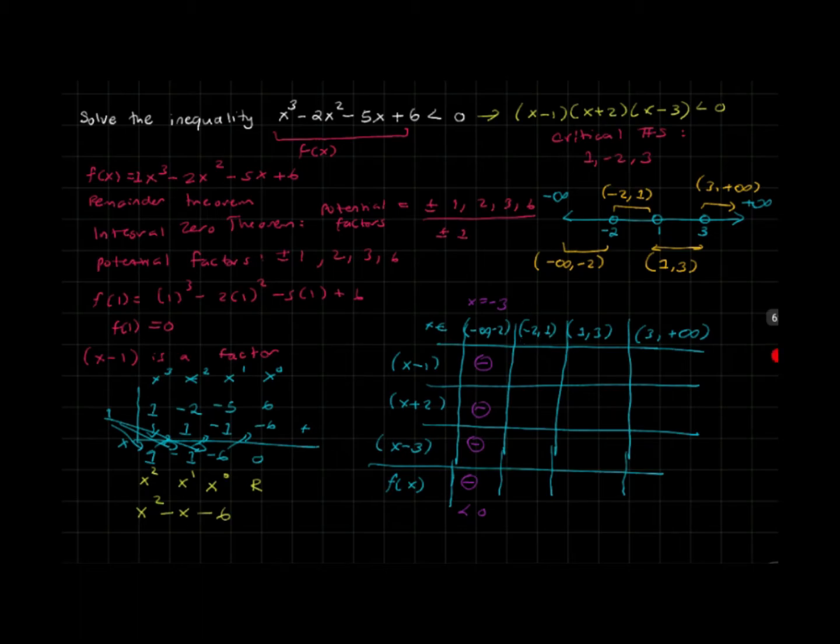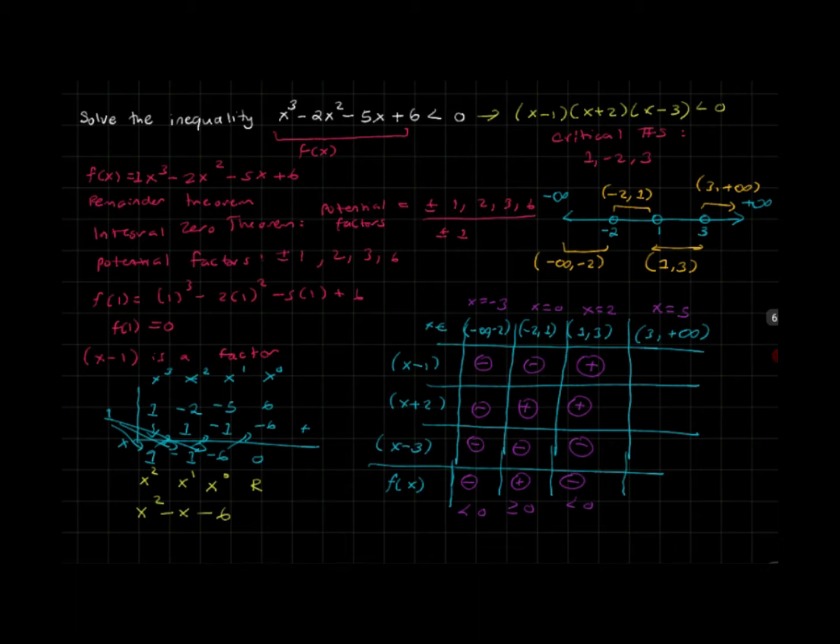Between negative 2 and 1, I'm going to let x equal 0. And if x is 0, then this is positive, this is negative, and this is negative. So you're going to get positive here, and then this is greater than or equal to 0. Between 1 and 3, I'm going to say x is equal to 2. If x is equal to 2, this is positive, and this is negative. So this is going to give you a negative. It's less than 0. And then between 3 and positive infinity, x is equal to 5. And you can pick any number in this interval.